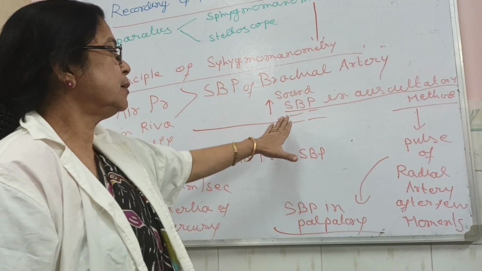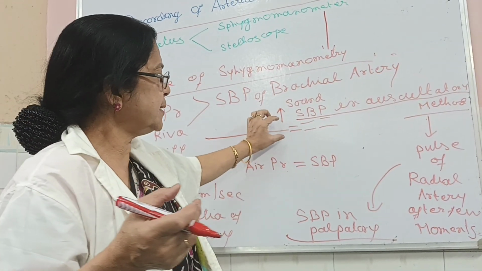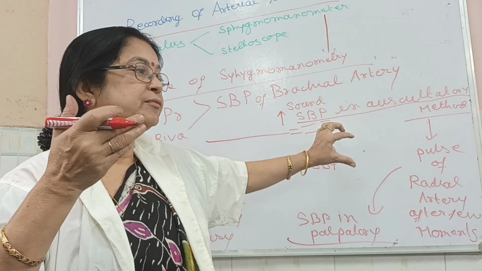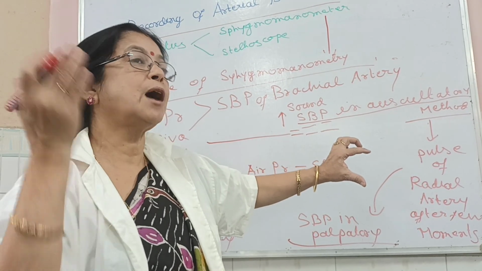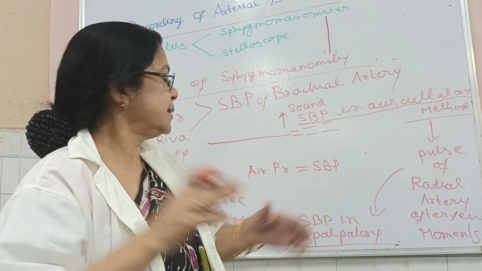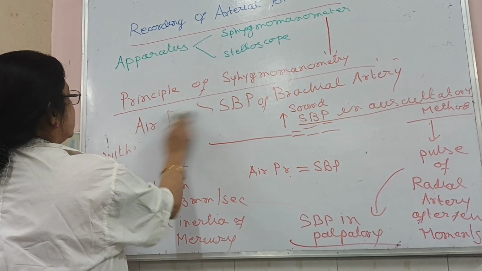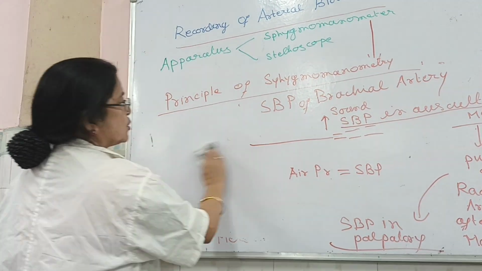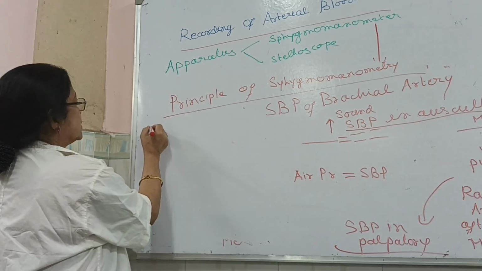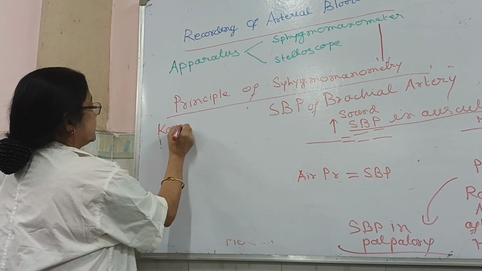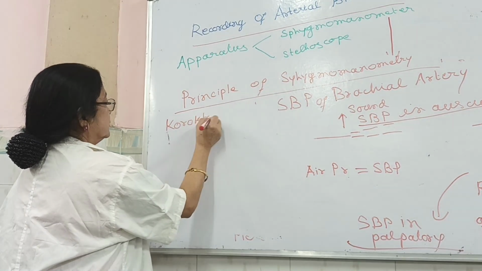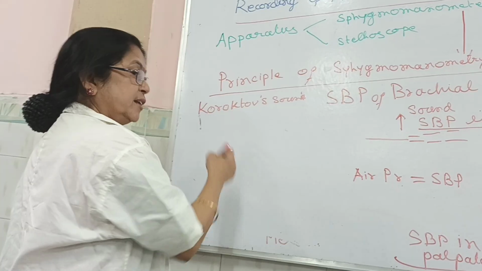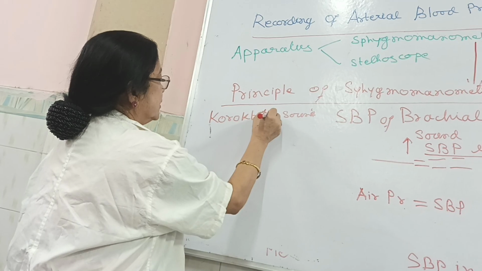Now we are going on deflating it. The diameter is gradually changing, so the Reynolds number is gradually changing. For that reason, the character of the sounds is also gradually changing, and we auscultate different sounds. Those are known as Korotkoff sounds, named after the Russian scientist Korotkoff.